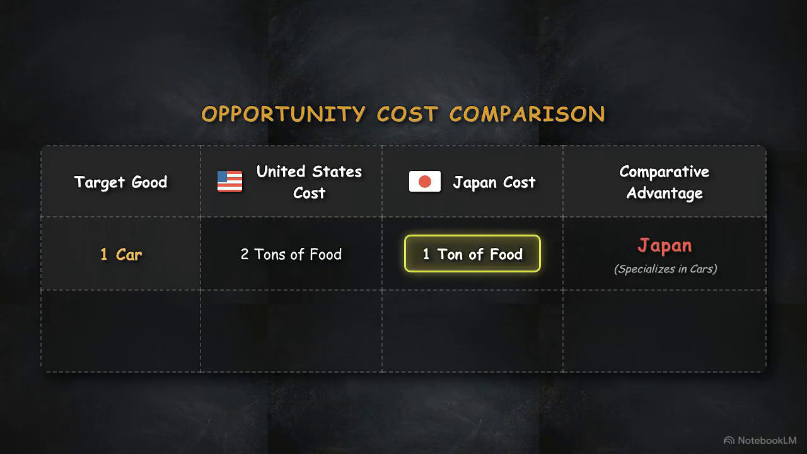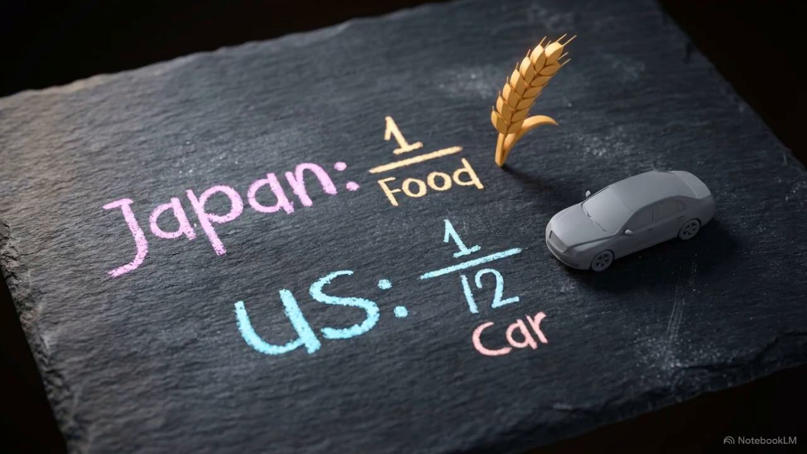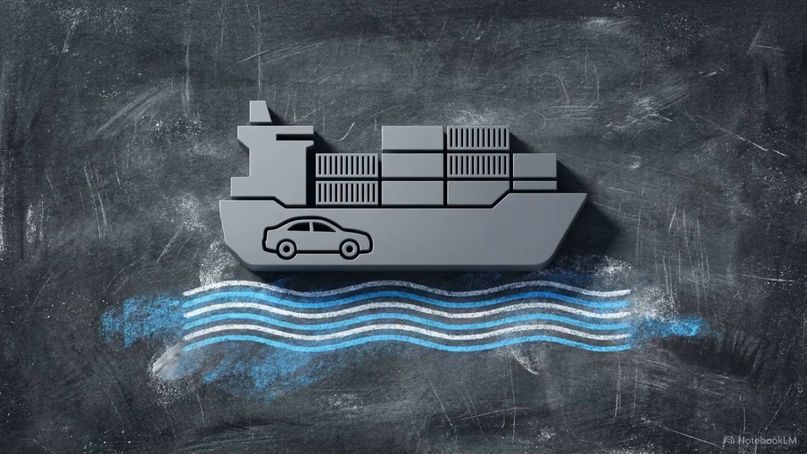Now we compare the costs side by side. Japan only gives up 1 ton of food to make a car, which is cheaper than the 2 tons the U.S. gives up. The U.S. only gives up half a car to grow a ton of food, which is cheaper than Japan's full car. The law of comparative advantage is built entirely on these final fractions. A country will specialize in and export the good where they hold the lowest opportunity cost.